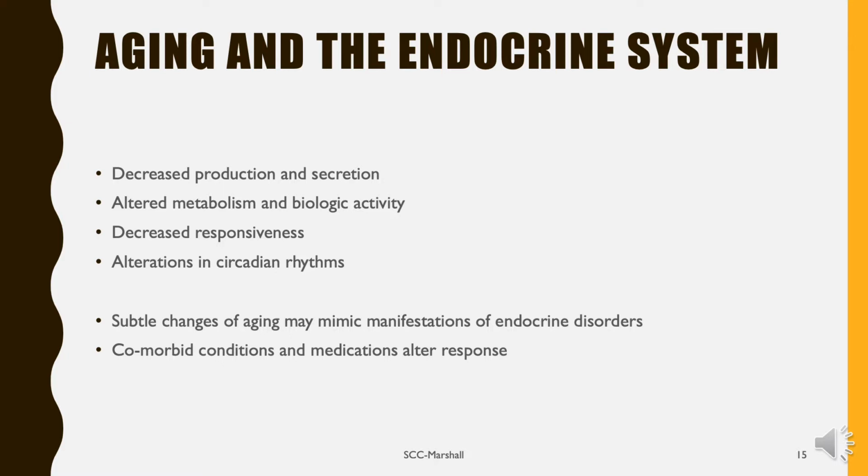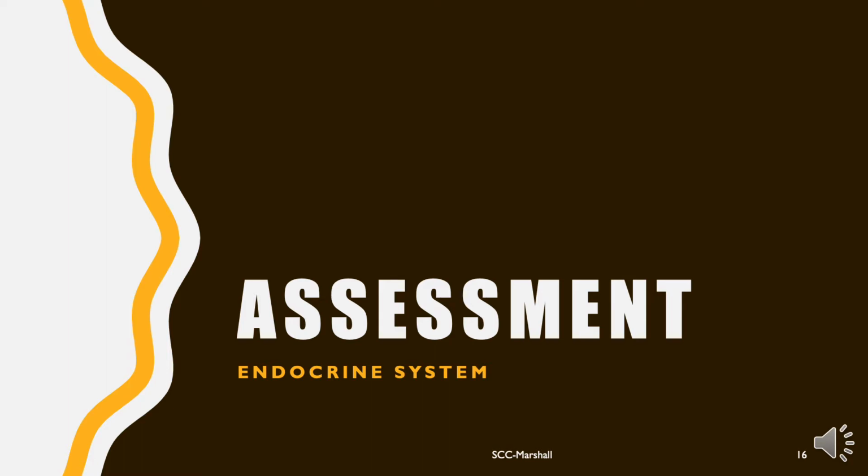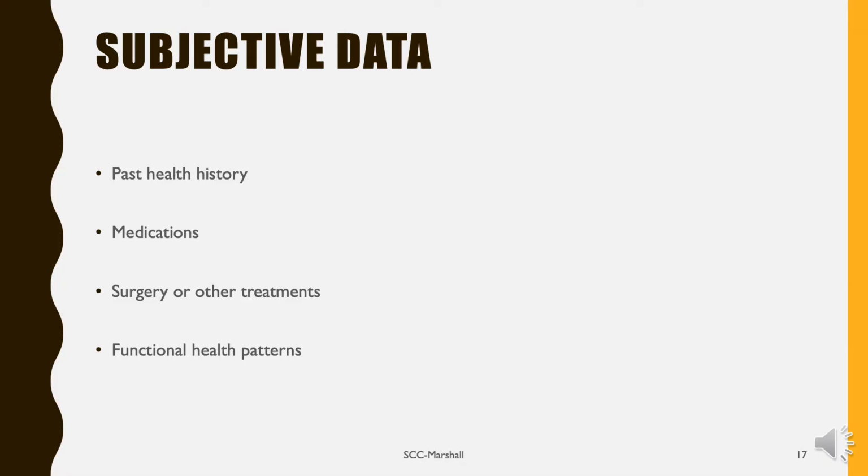Our older adults might also have multiple comorbid conditions, or they might take multiple medications that alter the body's usual response to endocrine dysfunction. So symptoms like fatigue, constipation, mental impairment often get missed in the elderly population because we just attribute that to be part of the aging process, and it could really be something more underlying that there is an endocrine problem. Next, we'll review the assessment of the endocrine system.